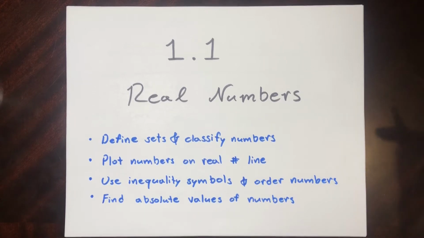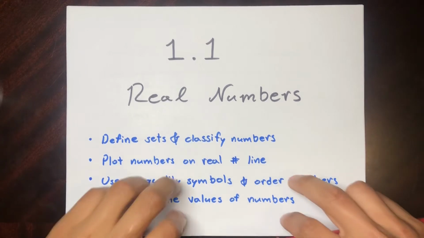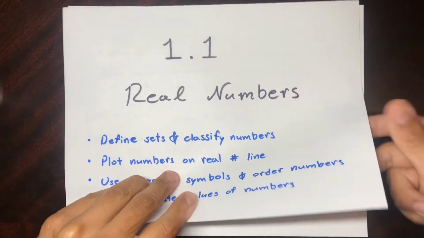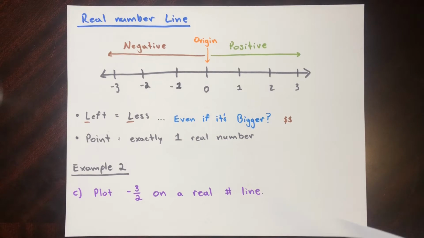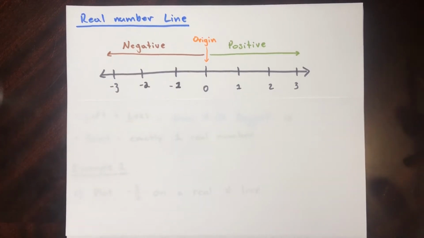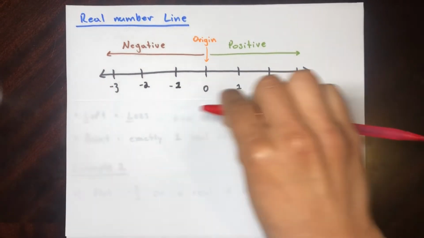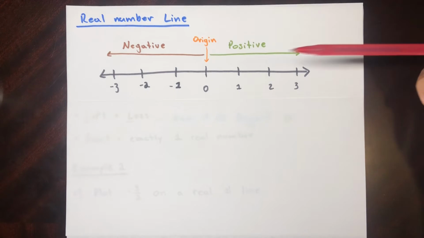All right, we're moving right along and we're gonna go ahead and work on plotting numbers on a real number line. We're still in section 1.1 and we're gonna talk about the real number line. So the real number line is basically just gonna be the line where all the real numbers live, okay? It goes infinitely left, infinitely right. You've definitely seen this before.